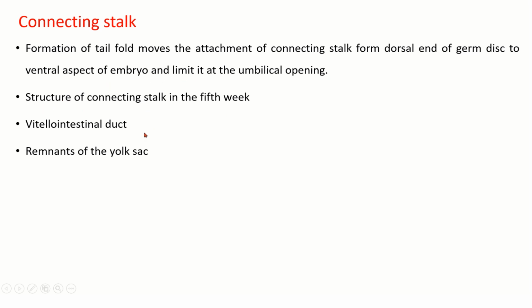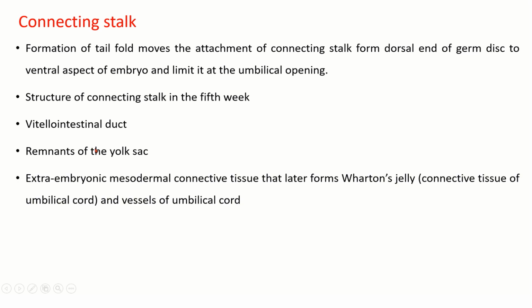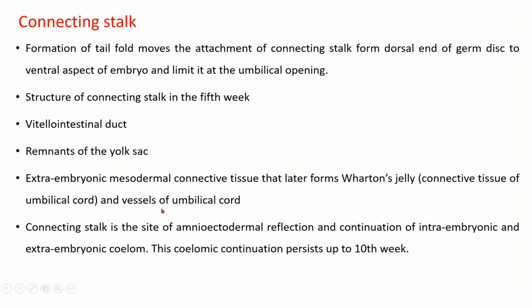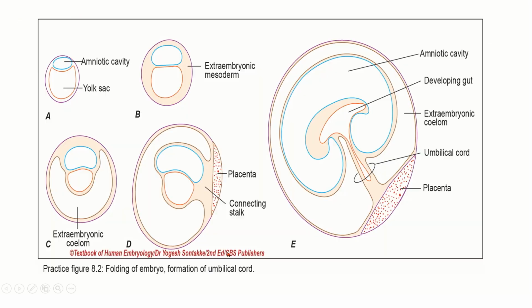Structure of the connecting stalk in the 5th week consists of the vitelline intestinal duct, remnants of the yolk sac, extraembryonic mesodermal connective tissue that forms the Wharton's jelly, which is nothing but the connective tissue of the umbilical cord, and vessels of the umbilical cord, umbilical arteries and vein. Connecting stalk is the site of amnioectodermal reflection, continuation of the intraembryonic and extraembryonic coelom. This coelom continuation persists up to the 10th week.